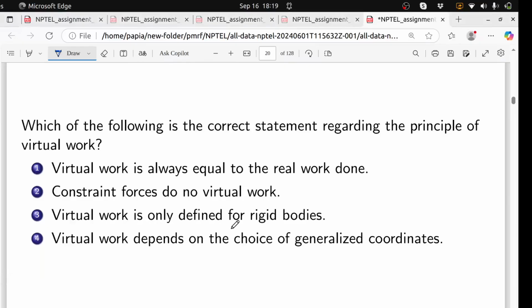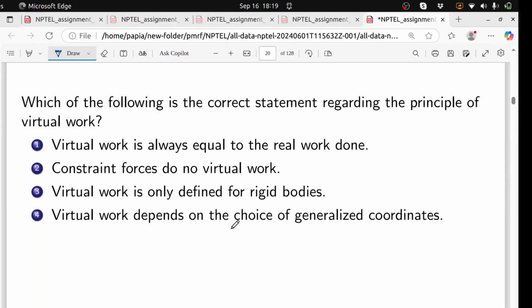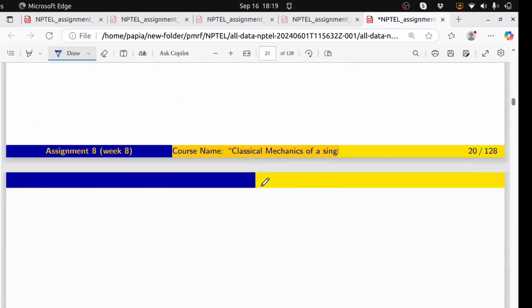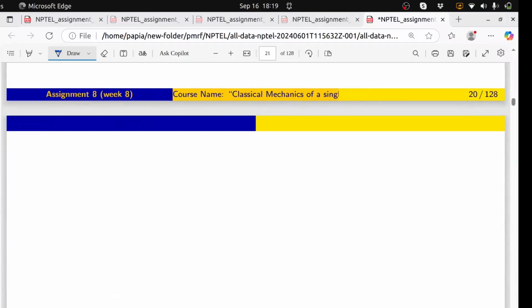Okay, so what is the principle of virtual work? Before that, I just want to mention what virtual work is here. After that, we will talk about the principle of virtual work. So let me write here: virtual work.